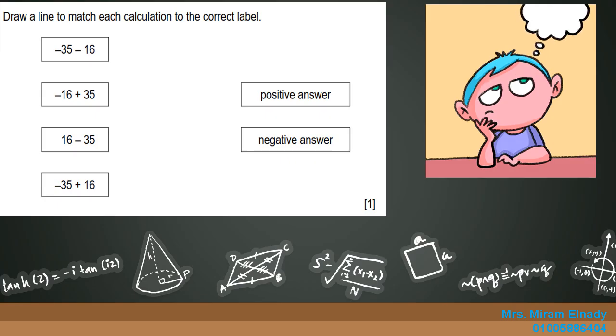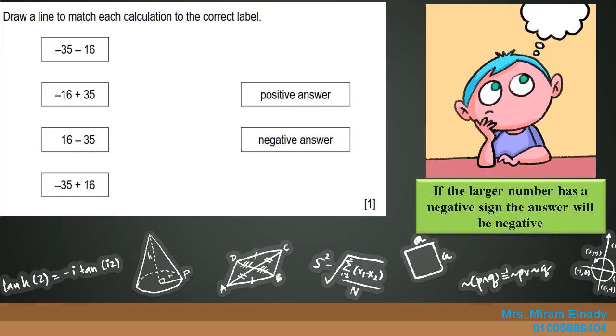Let's match each calculation to the correct label. Remember when we said before, if the largest number has a negative, the final answer also will be negative. If the larger number has a positive sign, the final answer will be positive.